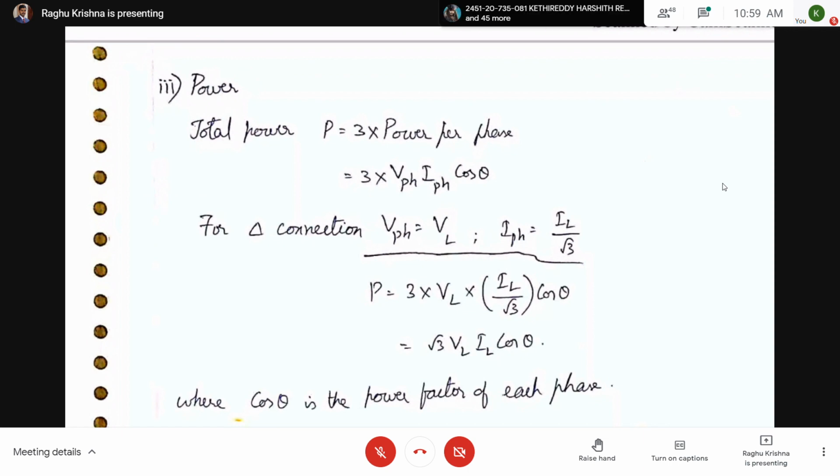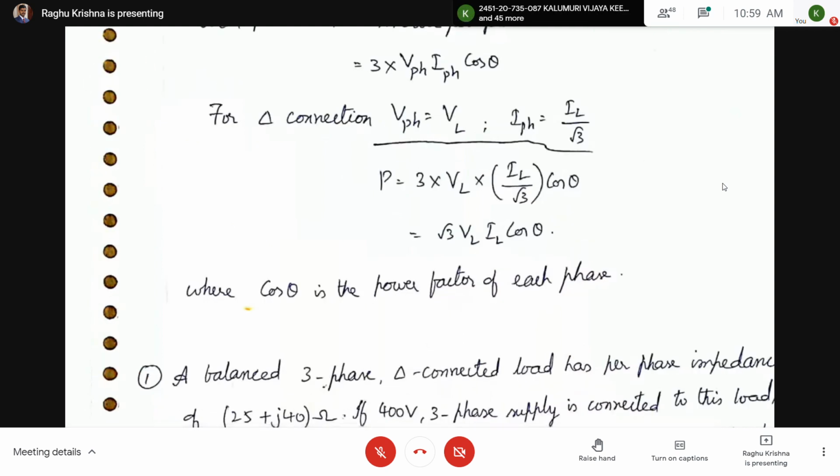After that, we are going to express V phase in terms of VL and I phase in terms of IL. Phase quantities are represented in line quantities. So here, in a delta connection, you have V phase equal to VL and I phase equal to IL by √3. If you substitute, then the 3 phase power is given by √3 VL IL cos theta. Now here, you have to remember that theta is the angle between phase voltage and phase current.